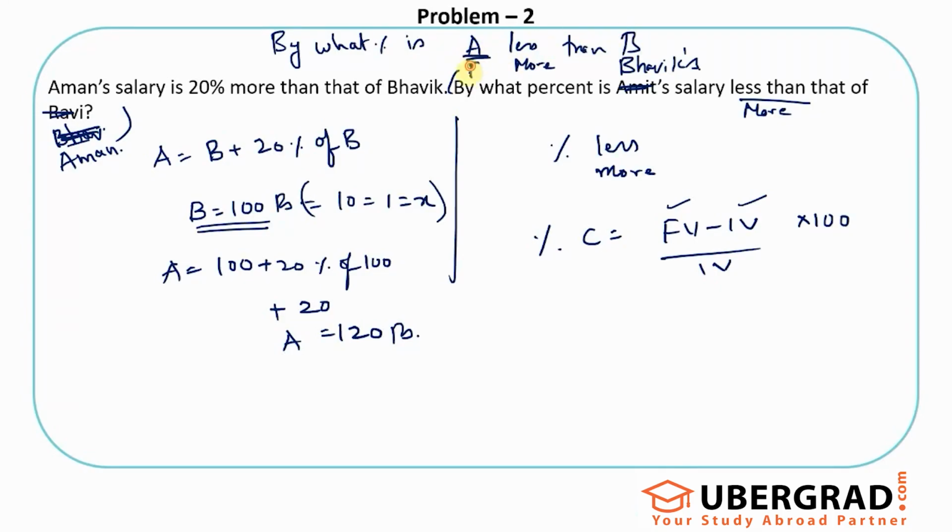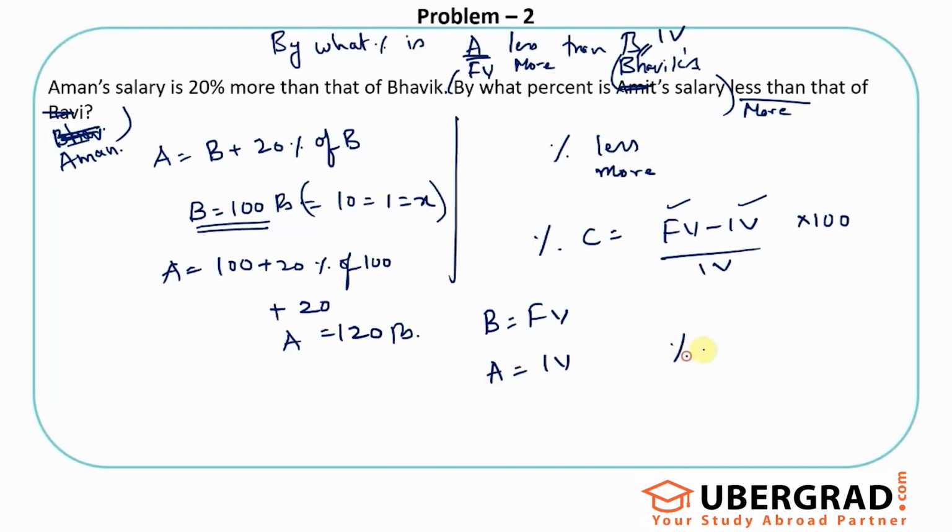This A would always be final and this would always be my initial or base value, right? That's basically the logic you need to apply. By what percentage is final value less than or more than initial value? That's how the statement should be read. So by what percentage is Bhavik's salary, so what is Bhavik's salary, B, final value, less than that of Aman. So Aman's salary would be my initial value.